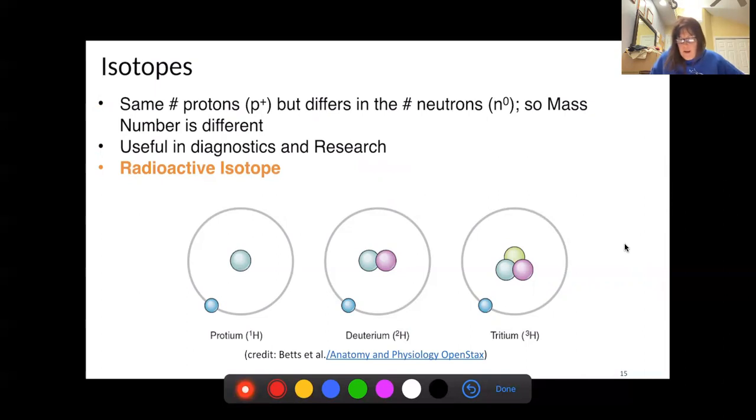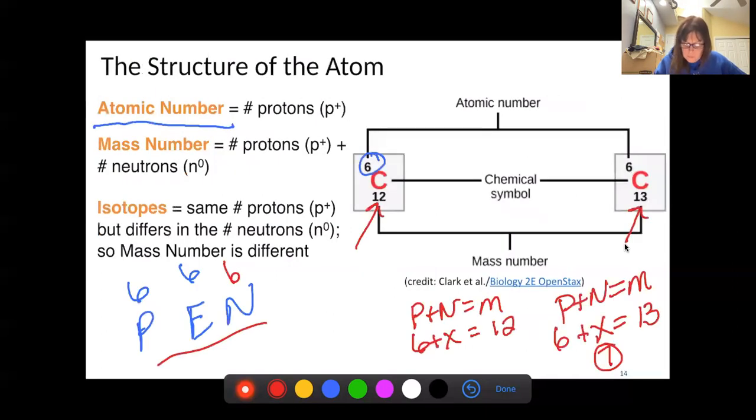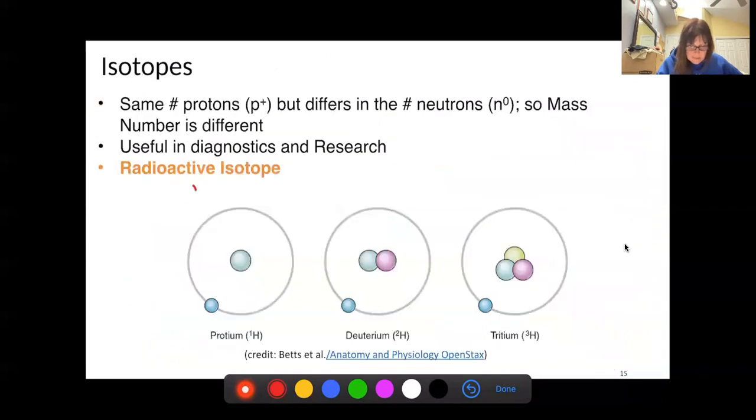Most isotopes are called by, let me go back. So like this one would be called carbon 12. This one over here would be carbon 13. Okay, so most isotopes have their element name and then their mass number after them. Now hydrogen, we could say this is hydrogen. And that would be hydrogen 1, and this would be hydrogen 2, and this one would be hydrogen 3.